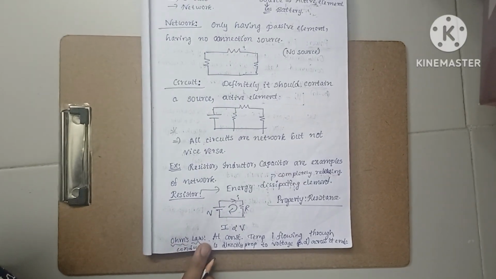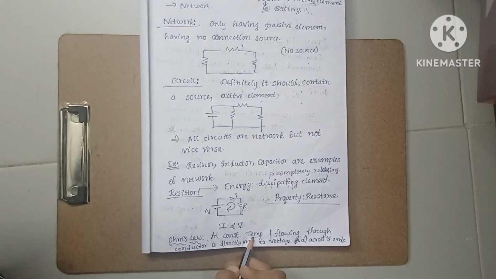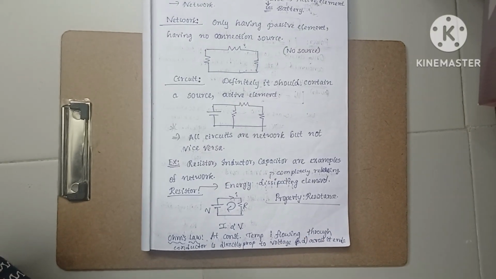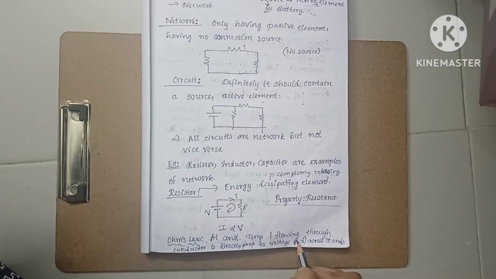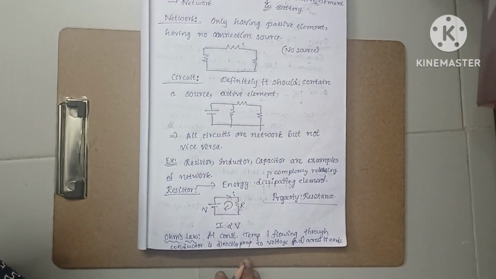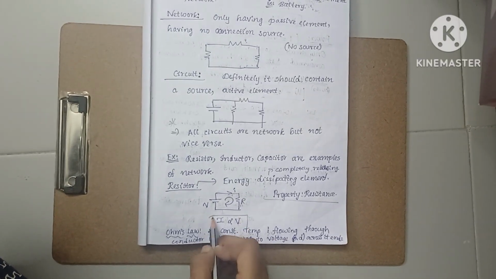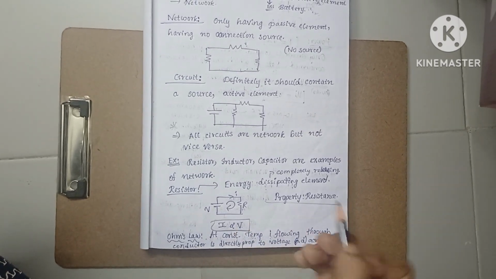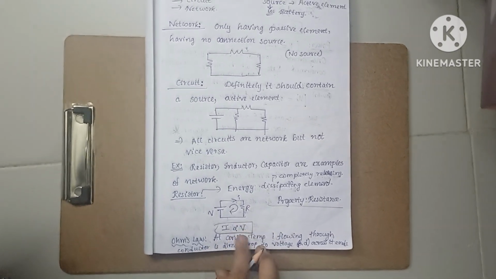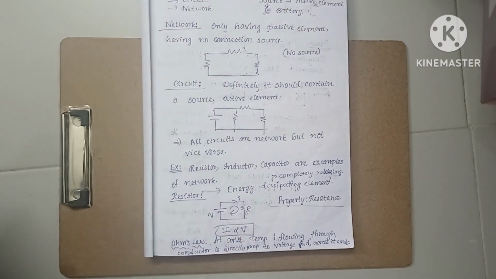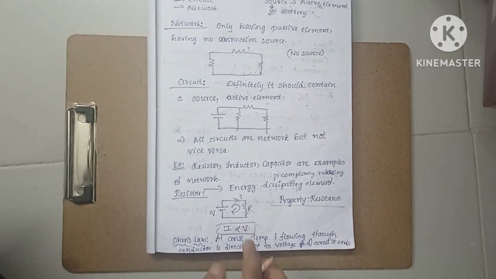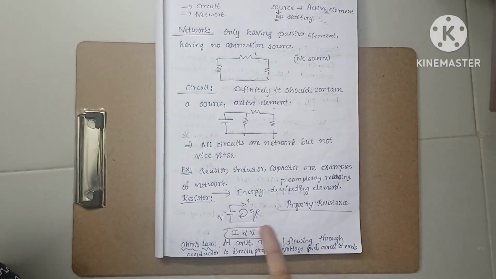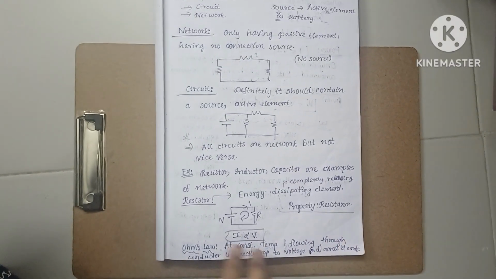What is Ohm's law? At constant temperature, the current flowing through a conductor is directly proportional to the voltage, that is the potential difference across its ends. Here we define I is directly proportional to V, but not V is directly proportional to I. We can define it that way also, but there is a specific reason why here we are defining I is directly proportional to V.